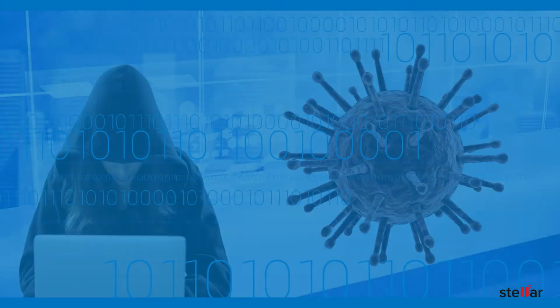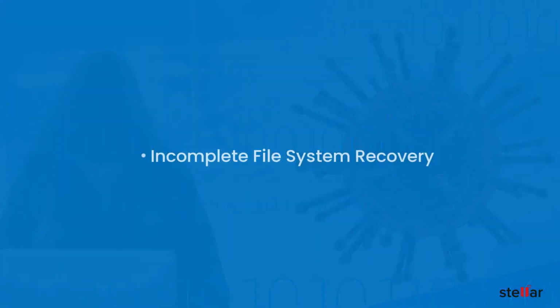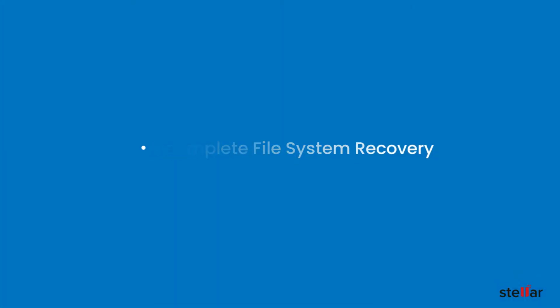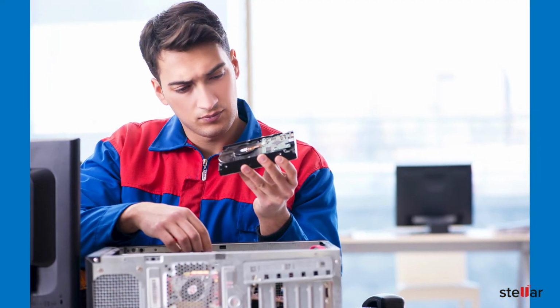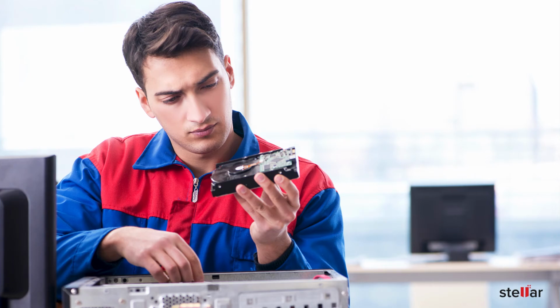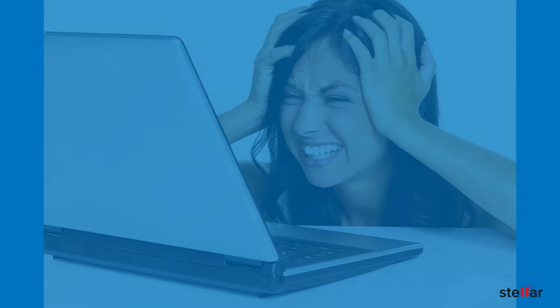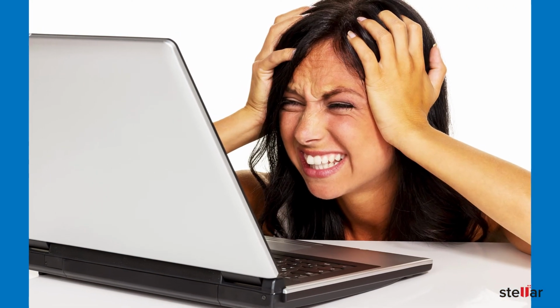Now let's discuss some common software issues which lead to PST corruption. Virus attack. Virus attacks damage whole system data, including the PST files. Incomplete file system recovery. While performing file recovery, sometimes PST file remains corrupted or overwritten, which makes other files corrupted. Oversized PST files. If your PST file is larger than 2 GB, your Outlook may freeze or crash, and thus PST file may get corrupt.